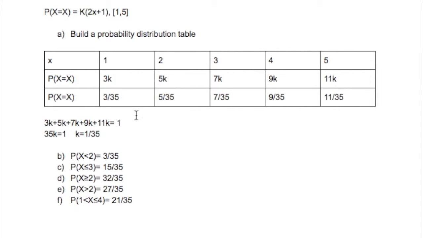This one says that x is less than 2, so we don't count the 2, we just count this one. But in this example it says that x is less than or equal to 3, so we do count the 3 and we sum them all, sum these ones, and it's going to give us this result. And it's just the same in letter D and letter E. In letter F it says that x is more than 1, so we don't count the 1. It says that x is less than or equal to 4, so we do count these ones. We sum these ones, and it's going to give us 21 over 35.